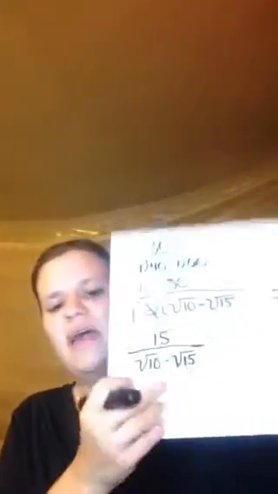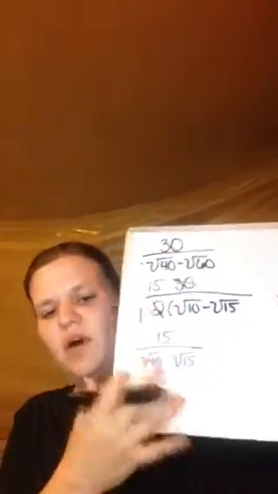But we can reduce that down even further, because anytime you have a radical on the bottom, you can multiply the whole thing by the radical over the radical. Okay, that's confusing. But that's how we get rid of a radical in the bottom. We're going to multiply the whole thing by the square root of 10 minus the square root of 15 over the square root of 10 minus the square root of 15.